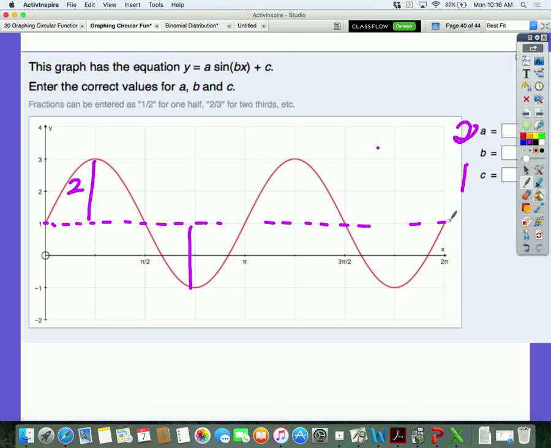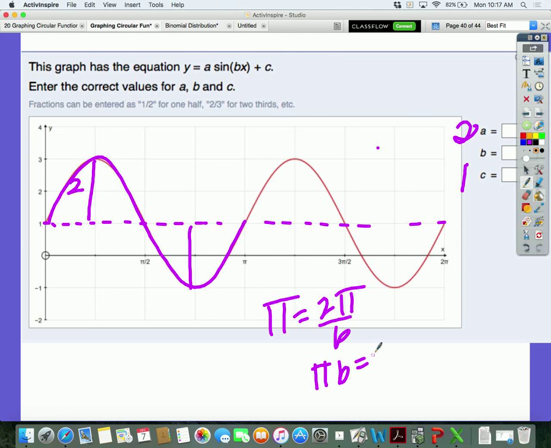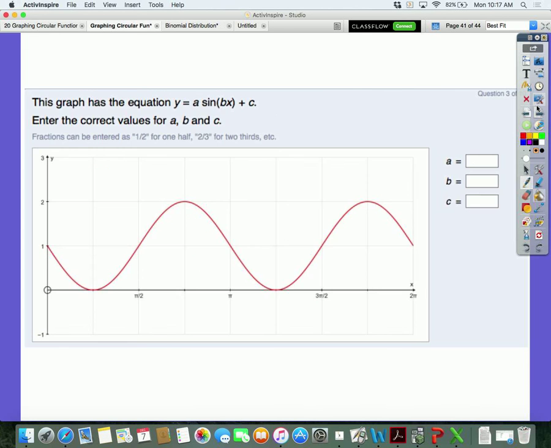Lastly, your B. What's the period here? It's pi. So you have 2 pi over b, cross multiply, and divide, and b is 2. So 2, 2, 1. Let's do one more before the bell rings.